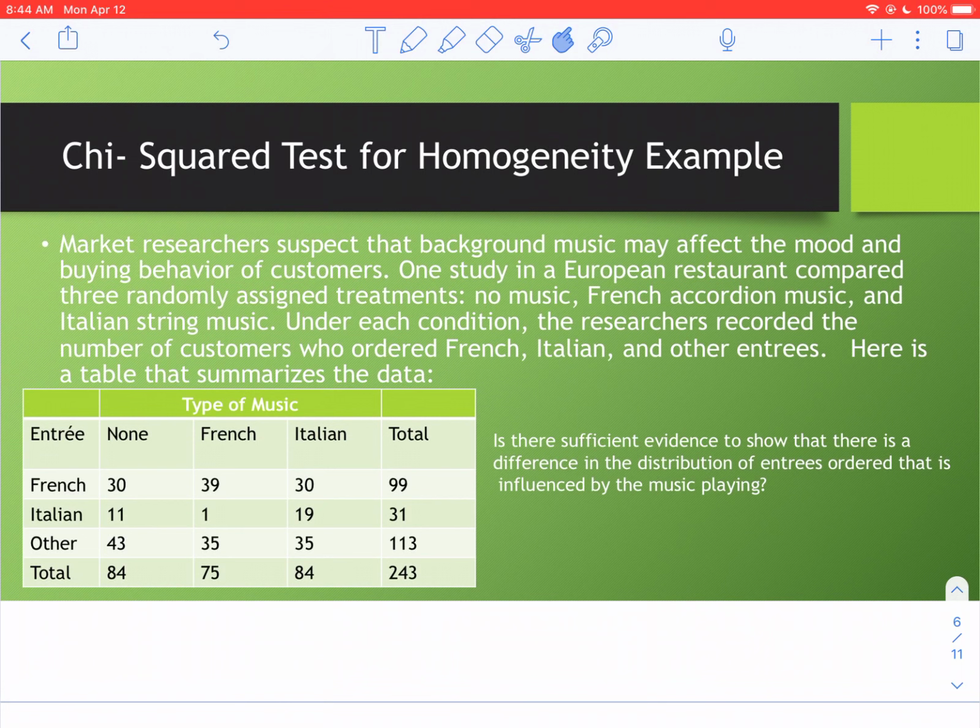data. And what we want to know is is there sufficient evidence to show that there is a difference in the distribution of entrees ordered that is somehow influenced by the music playing. Okay, so take a screenshot of this and just look at the data and give your initial reactions to what you think we might find when we do this statistical analysis.